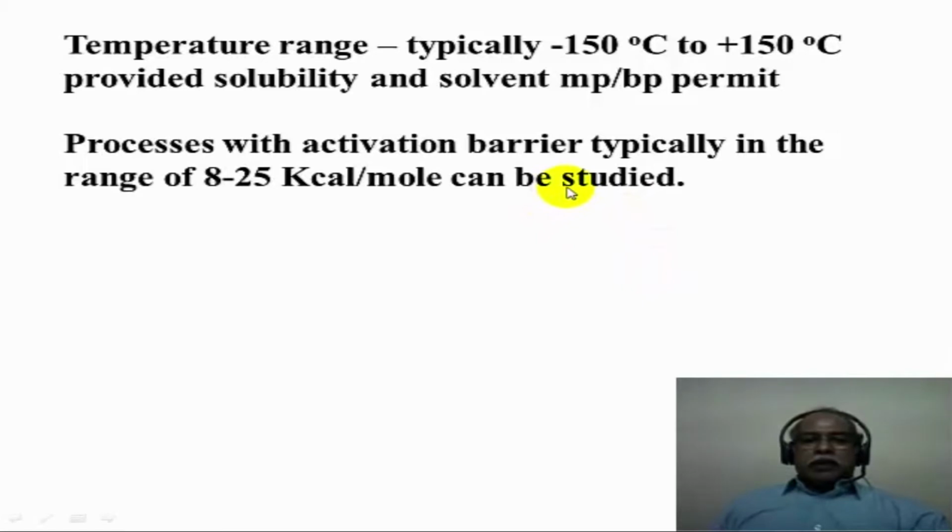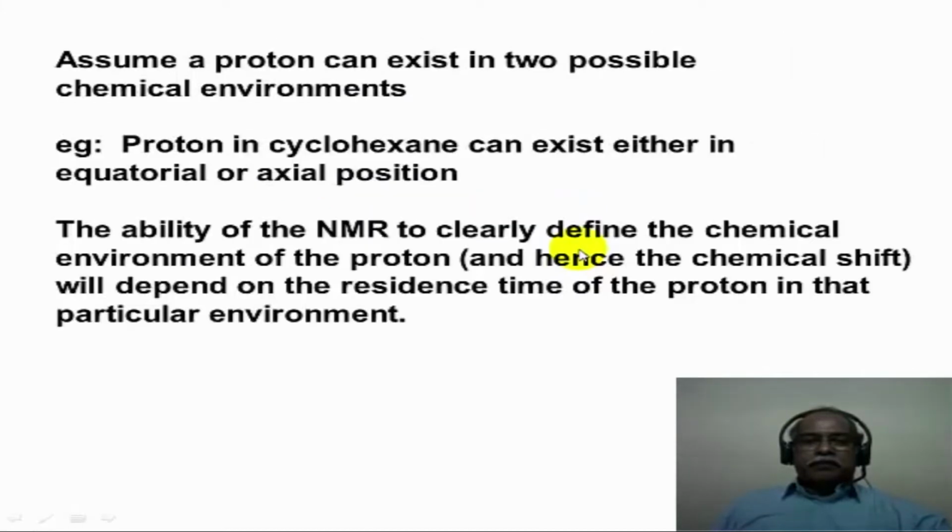Now, the sample tube in the NMR spectrometer can be either cooled up to minus 150 degrees Celsius or it can be heated to plus 150 degrees Celsius. This 300 degrees window is accessible provided the solubility and the solvent melting point, boiling point permit such an operation. Now, if the sample can be cooled to such a wide range of temperatures, then it is possible to study processes that have activation barrier typically in the range of about 8 to 25 kilocalories per mole using NMR spectroscopy.